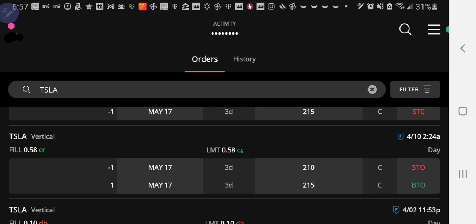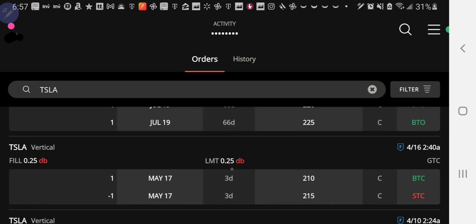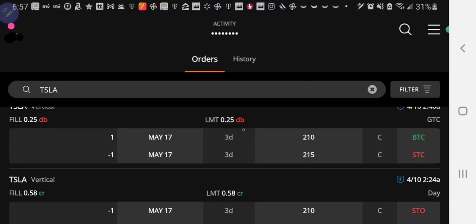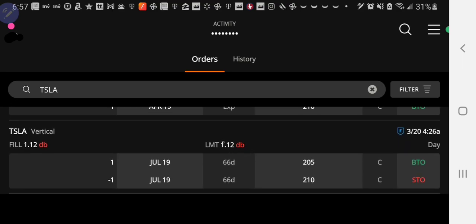This one was May. I sold it for $58, and I was able to close it in 6 days for $25. So did I make profit on that? And if I did, sold it for this much, bought it back for this much. Remember the multiplier, 100. That's $25. That's $58. So now what's my cost basis on this trade? You're starting to see a trend here.